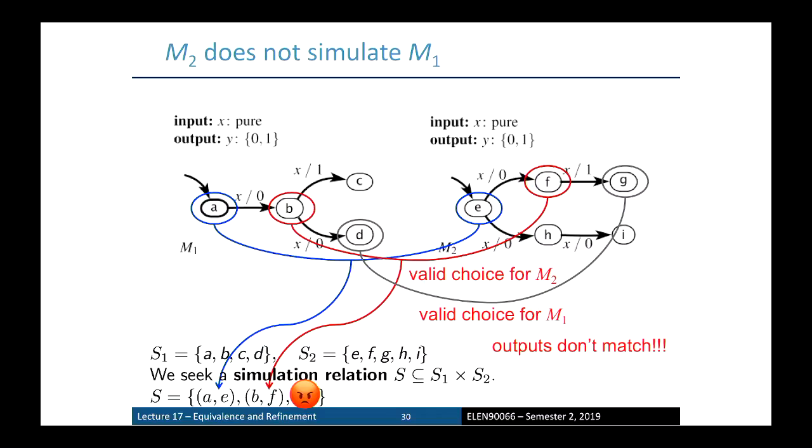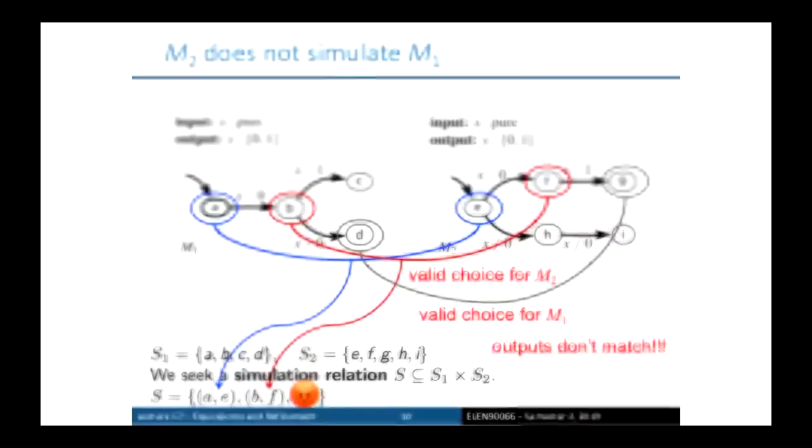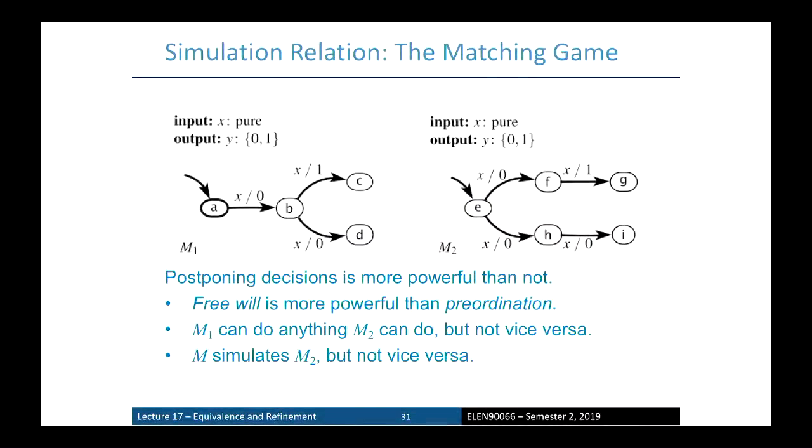So the matching game here is to make one of the machines move first and then build up this simulation relation, check for incompatible outputs, flip them around, start the other machine moving first, always, and then build up the simulation relation, check the output to make sure that they're compatible. And it turns out, if you think about it this way, that when you postpone decisions, it's more powerful than not. So what does that mean?